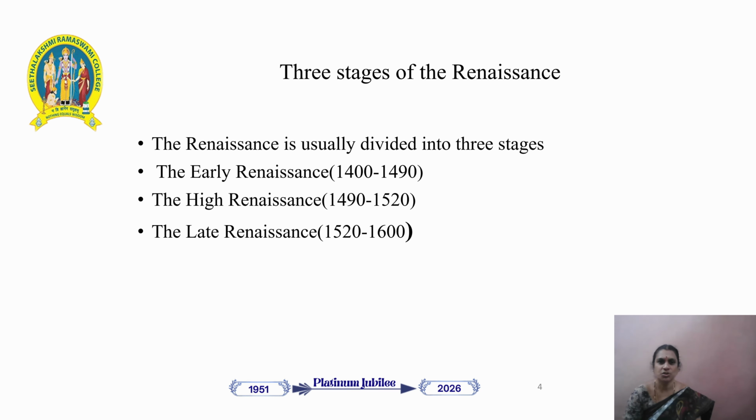The three stages of Renaissance. The Renaissance is usually divided into three stages. The early Renaissance from 1400 to 1490, which set the stage for new ideas. The High Renaissance from 1490 to 1520. This period is known for its great masterpieces and idealism. And the Late Renaissance from 1520 to 1600, where art became more expressive and complex.